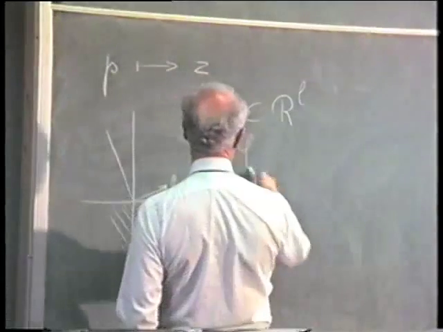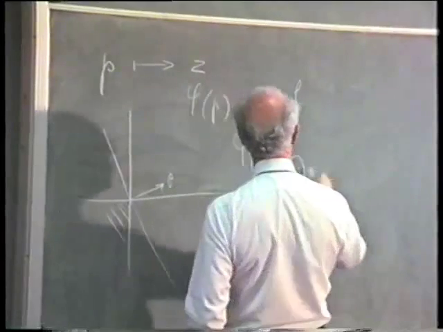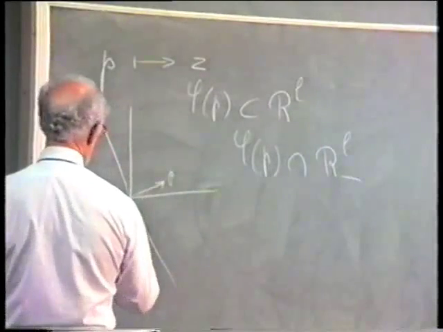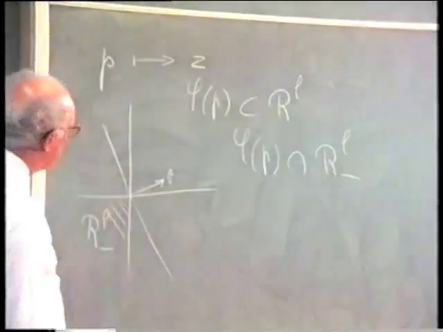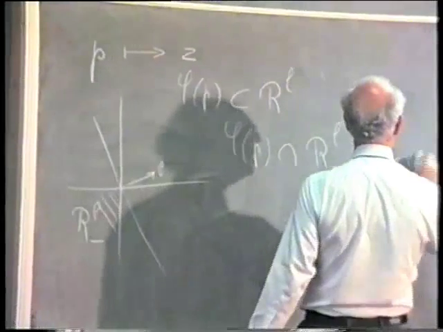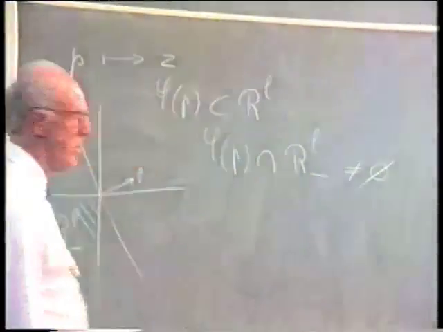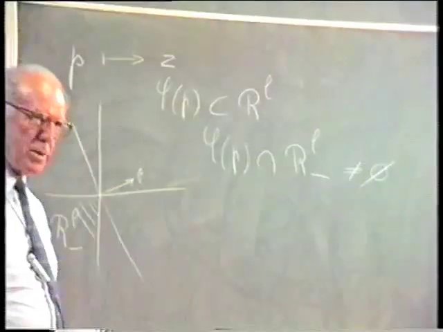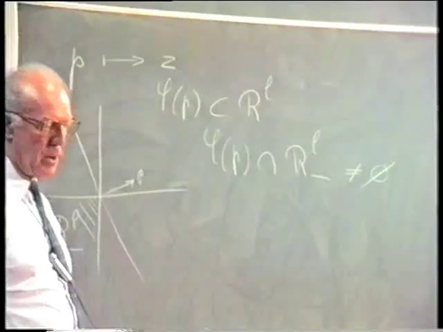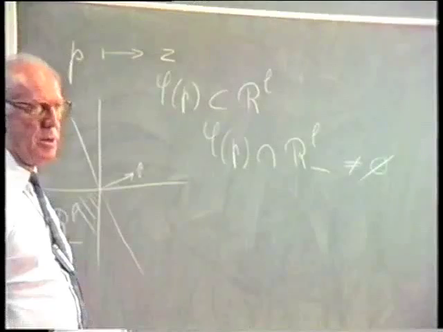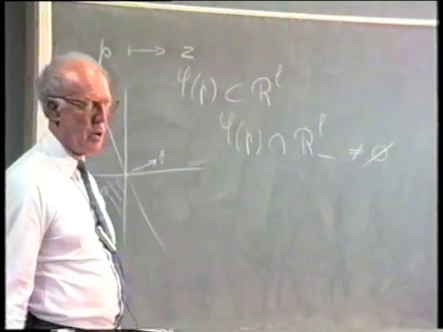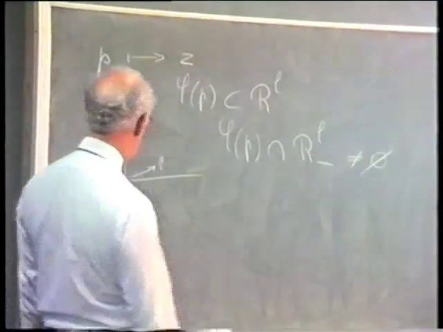set phi of p has a non-empty intersection with RL minus, which I have shaded here. A non-empty intersection means that you have an excess demand vector that is negative or zero in all its coordinates. So it is conceivable that on some markets you have a zero excess demand, and on others you have a supply that exceeds demand. It's acceptable. In that case, of course, the price should be zero for that commodity. But that is not excluded a priori.